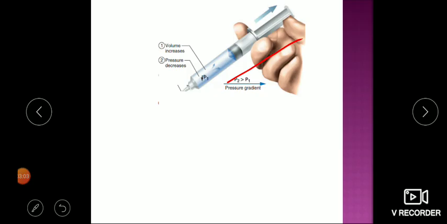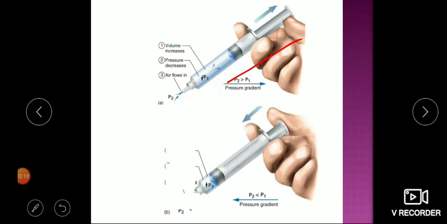So when you increase the volume, pressure falls. So air flows inside it. Air or fluid, whatever, will be coming inside, because pressure inside is less as compared to outside. So P1 will be less than P2. On the contrary, if you press the syringe and decrease the volume, what will happen? Volume decreases, pressure will increase, air flows out or fluid flows out. So the same principle works.